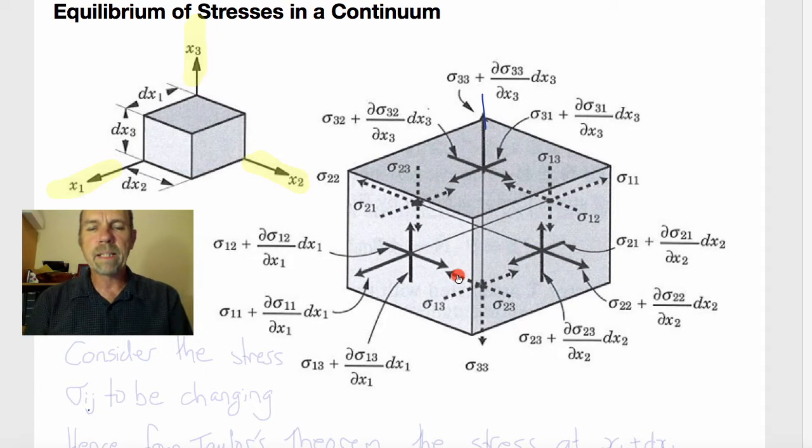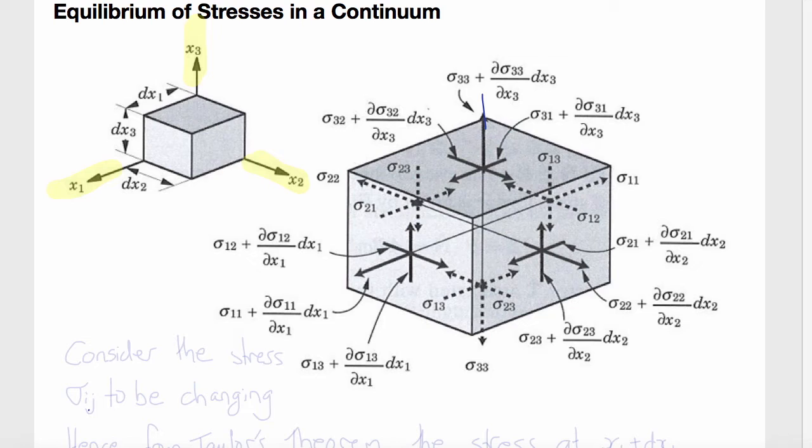But we're assuming that these stresses are changing, so that using a Taylor series expansion, we would see that the stresses on the opposite side would be incremented by a little bit. So for example, σ11 on this face would actually be σ11 plus ∂σ11/∂x1 dx1, etc. So let's just start by demonstrating that.